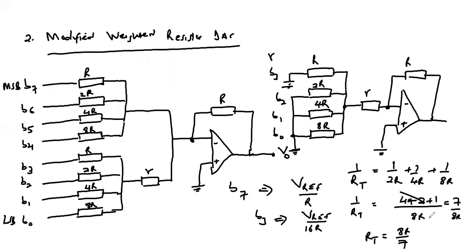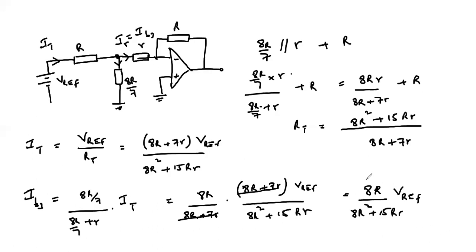We noted that the current contribution due to bit B3 is also given by Vref over 16R, and therefore we can equate the two and state that the current that we have obtained so far is the same as the reference voltage divided by 16R.